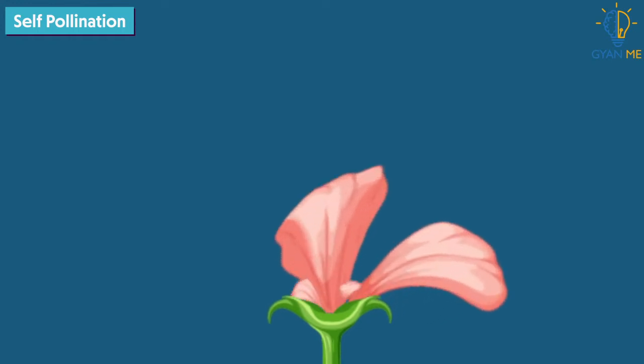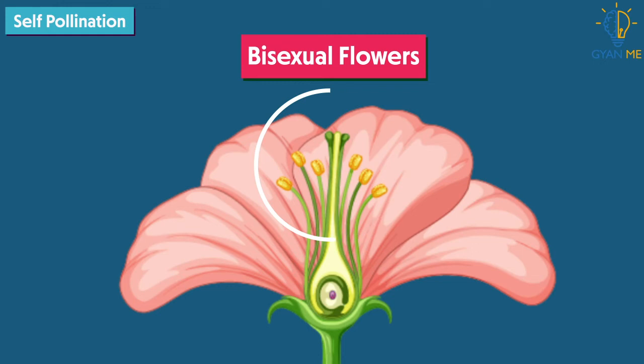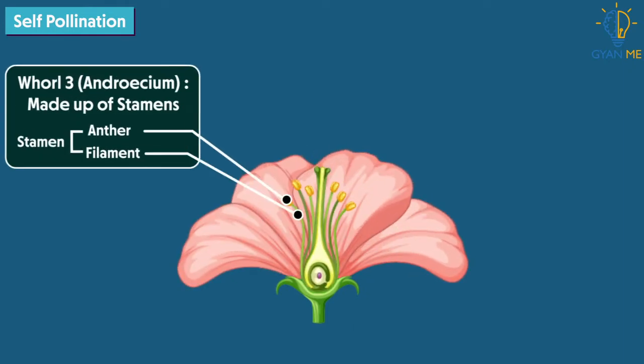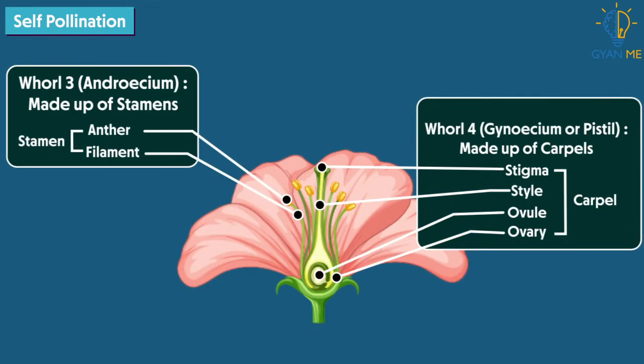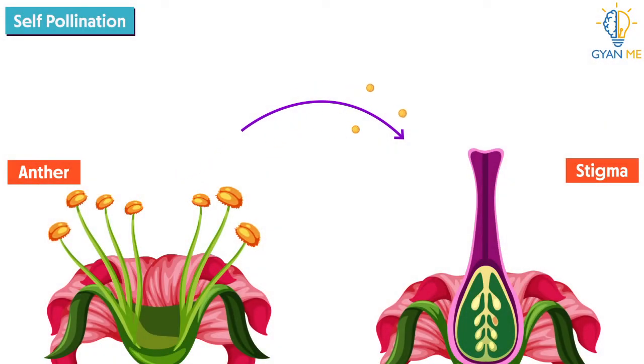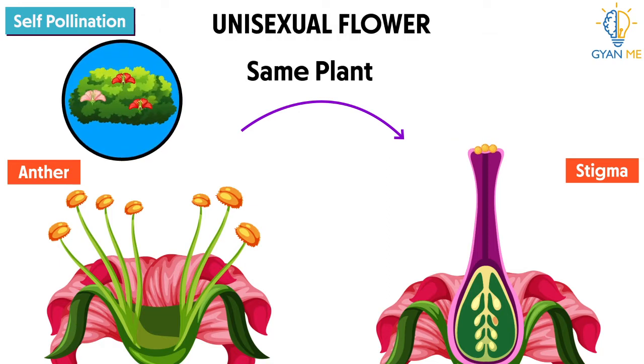Students, note that self-pollination is generally seen in bisexual flowers. And can you tell me why? Correct. Because for self-pollination, there should be both male and female organs on the same flower. Only then give and take of pollen grains is possible. But it is also seen in unisexual flowers with the one condition that both the flowers are present on the same plant or same tree.